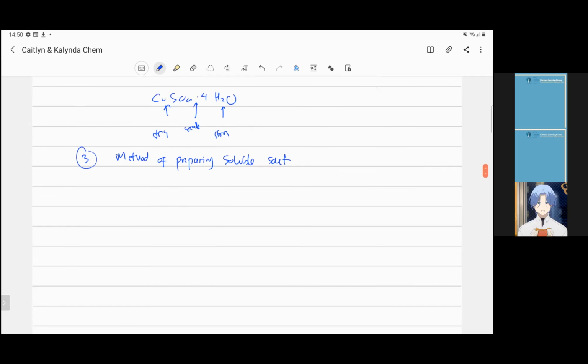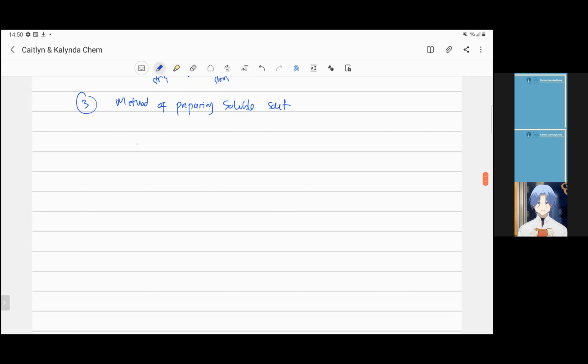Now we have here three classes of substances. We have acid, we have base, and we have salt. Now we need to know which of them are going to be soluble. Acid, okay. All acid is soluble. You never get any acid that is solid. Why? Because they are soluble. In fact, water itself is regarded as a weak acid.